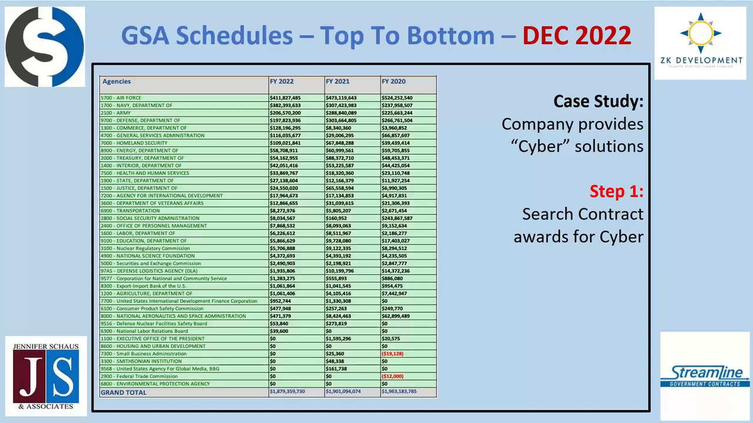In this case, if I just want to look at awards where cyber is in the contract description, almost $2 billion were awarded in FY20. In FY21, we are at about 1.9, which will definitely increase, and in FY22, we are at about 1.87, which will also increase once December 31st comes. This is the type of data that I would see. I would then look at the agencies that are awarding these contracts and use this to see which agencies I should be focusing on.